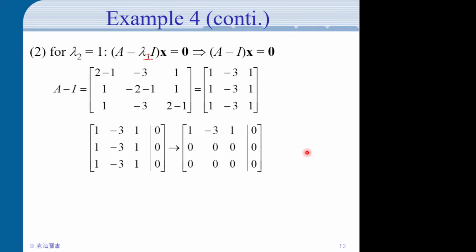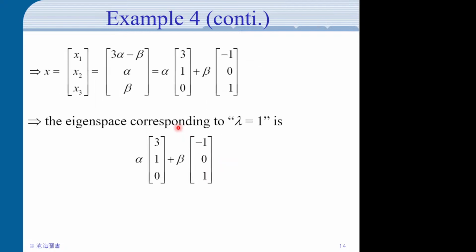A prime x equal to 0, and so in Gaussian elimination, because the 3 rows are the same, two of these rows just get eliminated. And so you see both your x2 and x3 are free variables here. Okay, so the pivot is x1, and so now you have two eigenvectors.